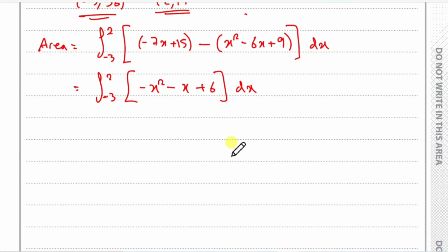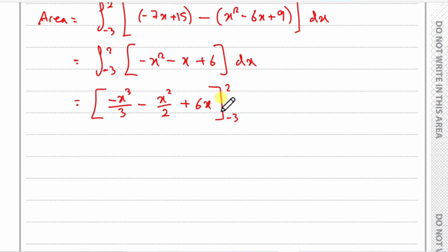Now integrating this carefully, to integrate is not too bad. All you do is raise the power up, so minus x squared becomes minus x cubed over the power itself, which is 3. x becomes x squared over 2. And if you just get a constant, you just stick an x in, so plus 6x. And then you close it and you put your limits of integration here. These are the values you're going to replace x values with.